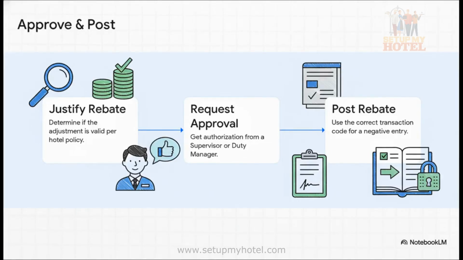Okay, so based on your investigation, you decide if a rebate is justified. And listen up, you don't just do it. You must get approval from a manager. Once you have that green light, you post the credit and you have to use the exact right transaction code. No shortcuts here. These steps are totally non-negotiable.